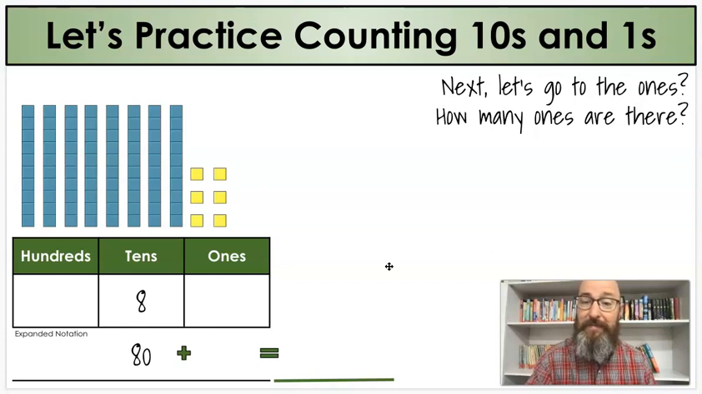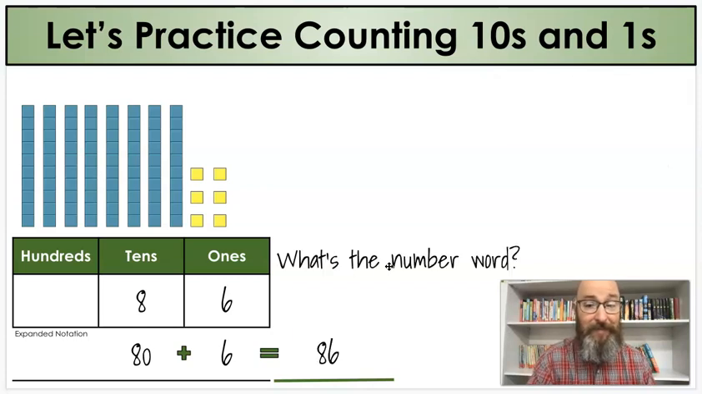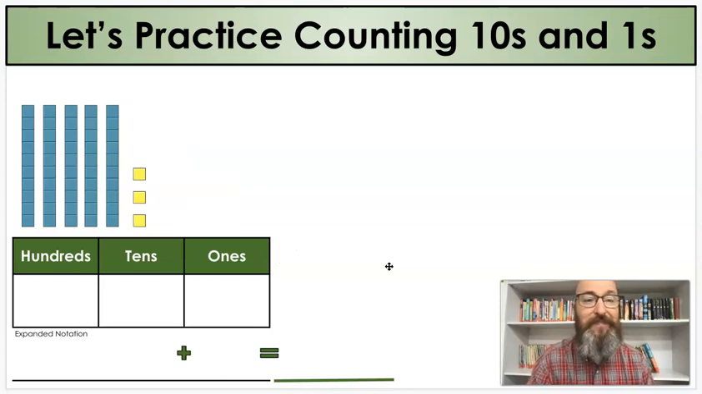Next, let's count the ones. How many ones are there? 6. That's right. And how much are those 6 ones worth? Just 6. So when I add 80 and 6 together, what do I get? 86. And what's the number word? 86. All right, let's do another one. And we're going to do a few of these just for practice. I want to make sure you're really good at it. And then we will be done after our practice.